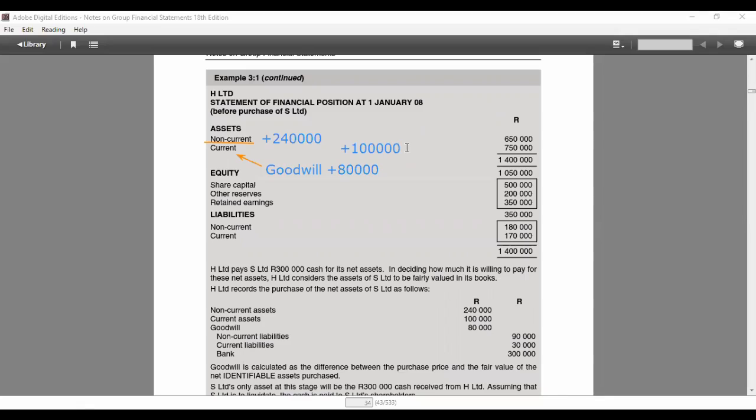In our current assets, we have spent some money, our 300,000. So we need to deduct that 300,000 that we have spent. We have acquired some more non-current liabilities. That was 90,000, so we're going to increase that by 90,000. And our current liabilities would have increased by 30,000.